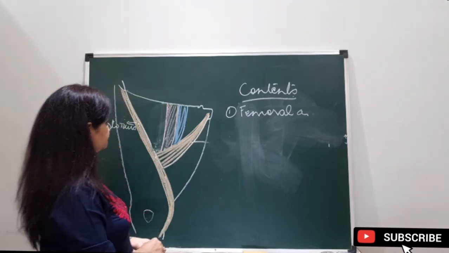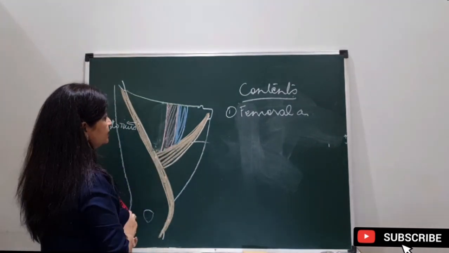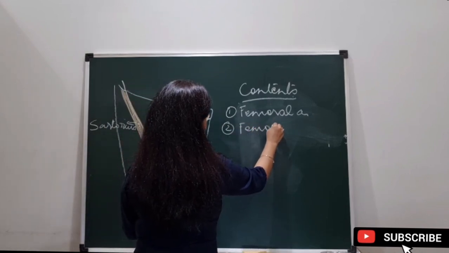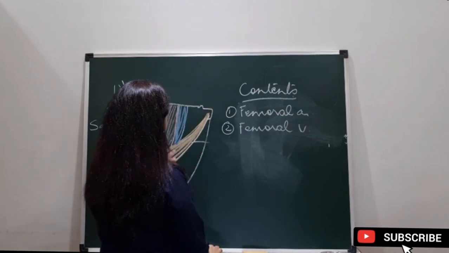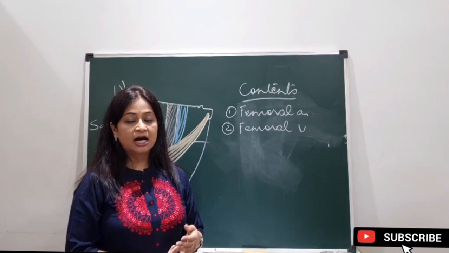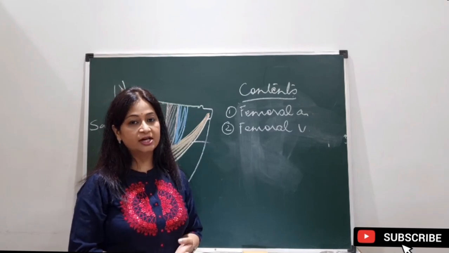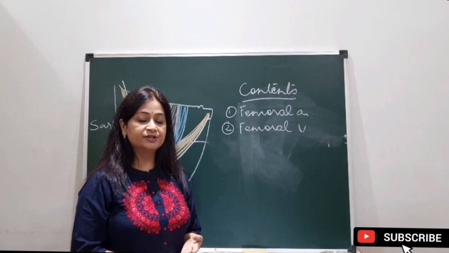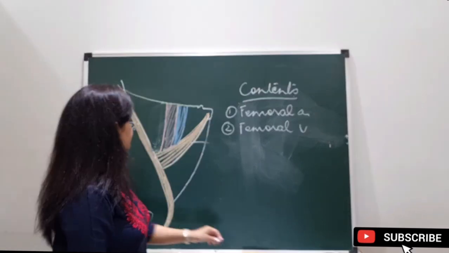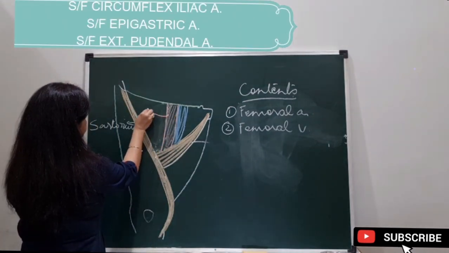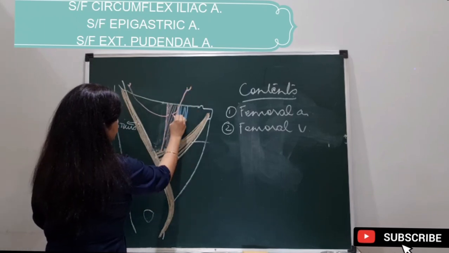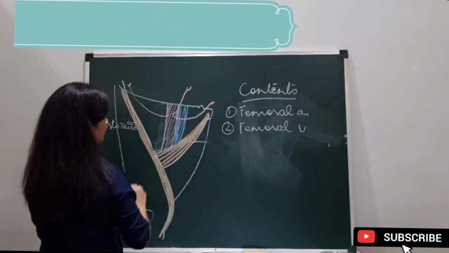Okay, remember this point. Now, the second content that we have seen is the femoral vein. Now, in the triangle itself, the femoral artery gives off 6 branches, out of which 3 are superficial and 3 are the deep branches. The 3 superficial branches which we had already seen in the roof are the superficial circumflex iliac artery, the superficial epigastric artery, and the superficial external pudendal artery.